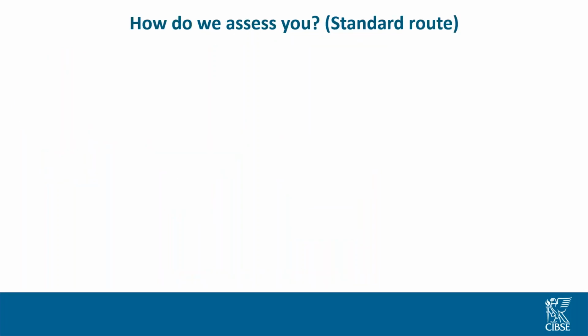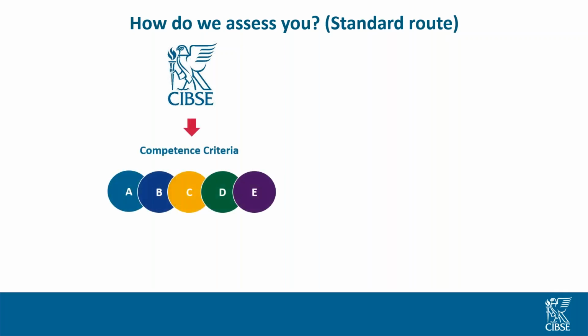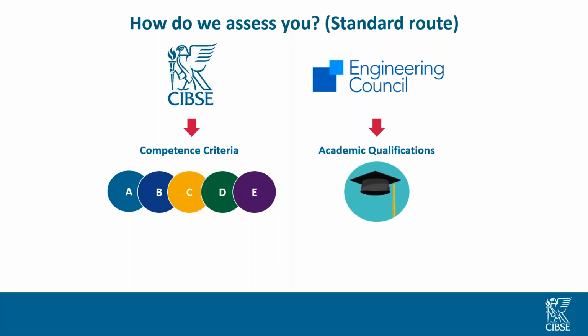Just to cover how we assess you versus how the Engineering Council assess you. To gain CIBSE Fellow, we assess you purely on your competence and your professional experience. We give you a set of competencies to adhere to and write a report on, and that's how you would gain your membership with CIBSE. The Engineering Council looks specifically at your academic qualifications. So just remember, if you don't have the academic qualifications, that is fine. You can still gain membership, you just go through that alternative route.